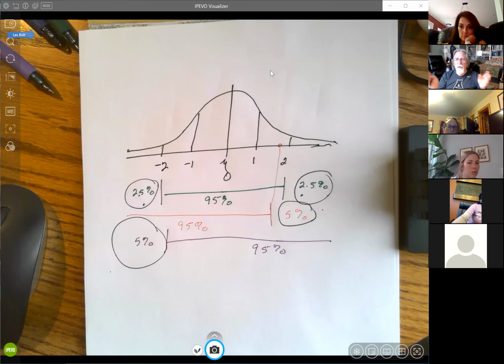Okay, and that could be high or low, it doesn't matter. Could be either. And that's what would make it a two-tailed test, because it could be higher or lower. You didn't specify. No, I didn't specify which direction.